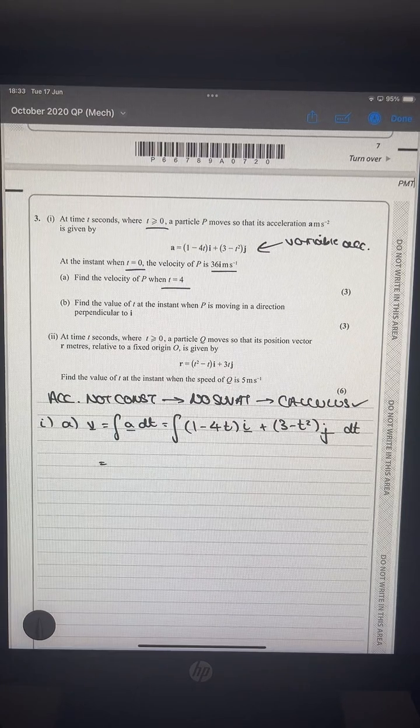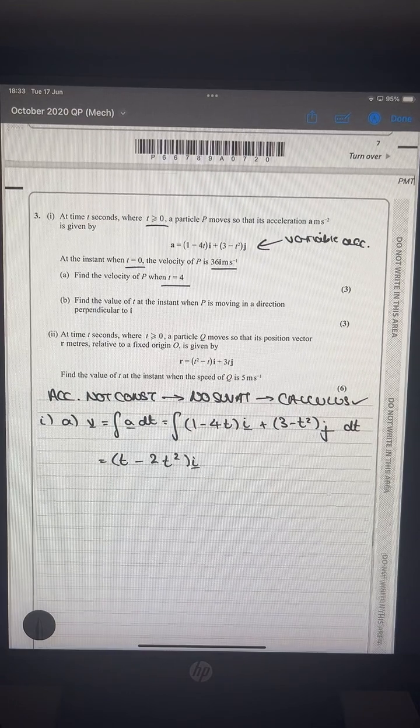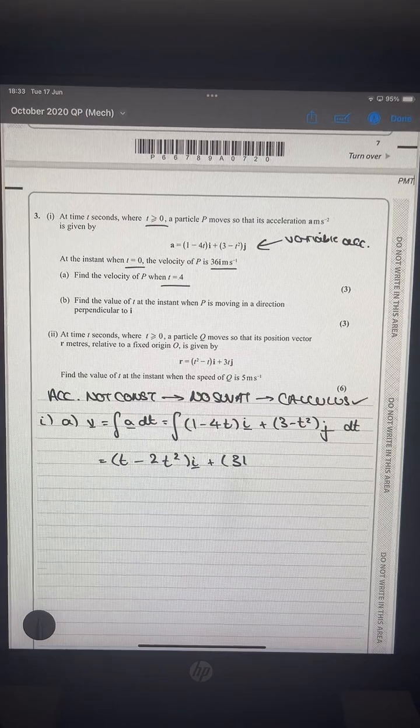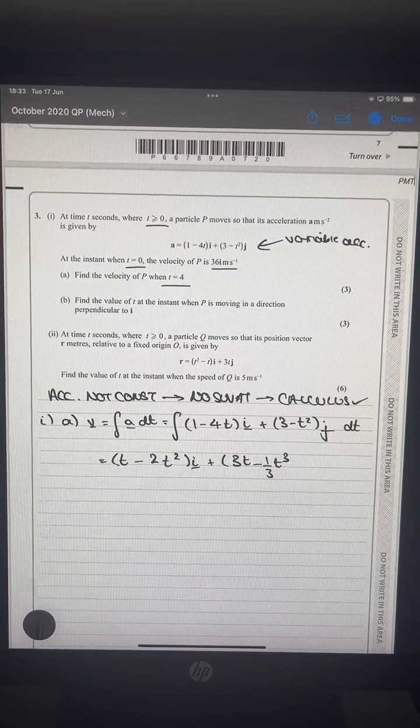Whenever you're integrating a vector, just do each part separately. It's not much different to integrating a bunch of different terms in an integral. So you have t, increase the power by 1 and divide by the new power, minus 4 times t squared over 2, and that's all i. And now I do my j. So that's 3t, and then minus t cubed over 3, and that's j, and you have a constant. The thing you need to know about this constant is it's also going to be a vector.